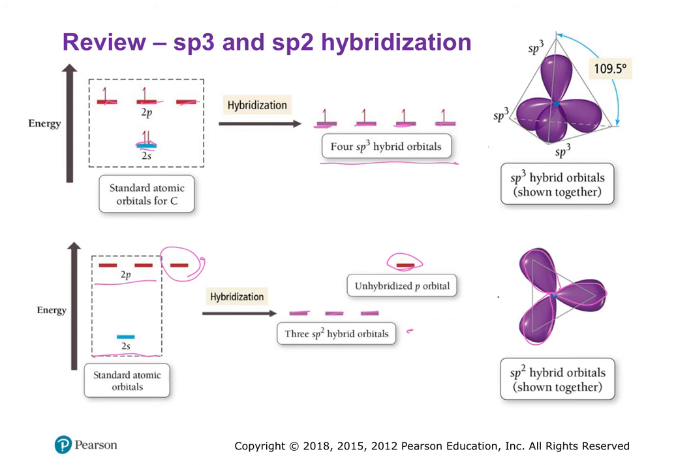What we'll see with our p orbitals is the one that didn't get used is coming out of the board and into the board. So one lobe coming out, one lobe coming in. So that's where our p orbital is and where our pi bond could form.